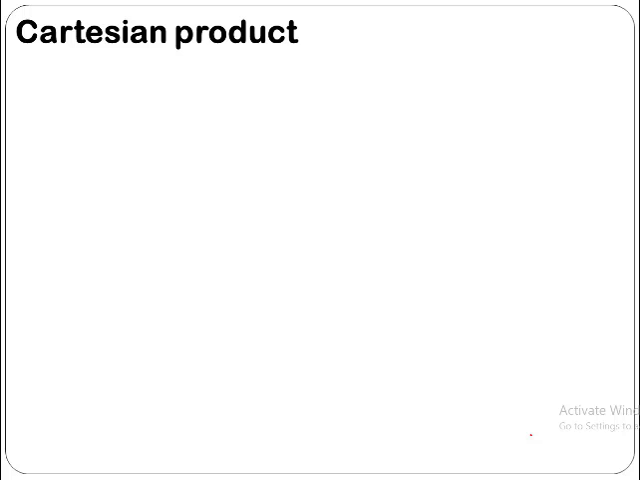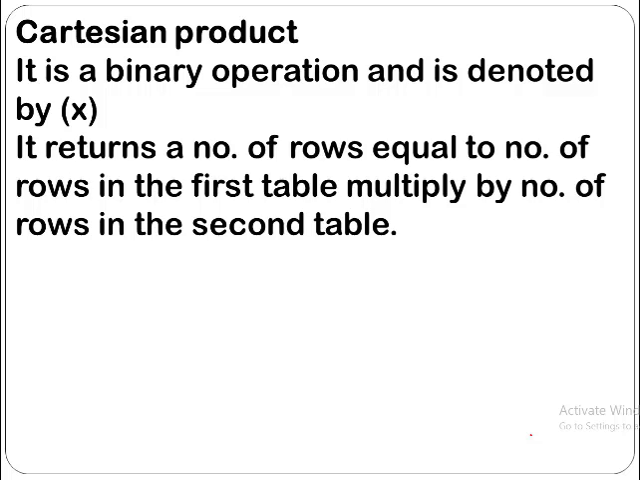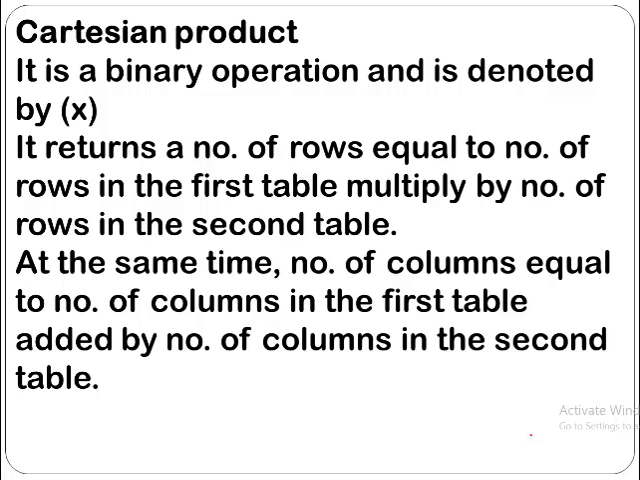Now next is Cartesian product. So Cartesian product is a binary operation which is denoted by cross sign. So cross is the symbol for Cartesian product, and it returns number of rows that are equal to number of rows in the first table multiplied by number of rows in the second table. Number of rows is cardinality. So cardinality of resultant table is cardinality of first table multiplied by cardinality of second table.